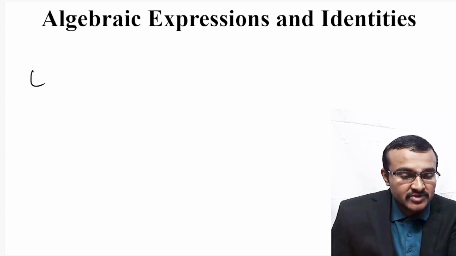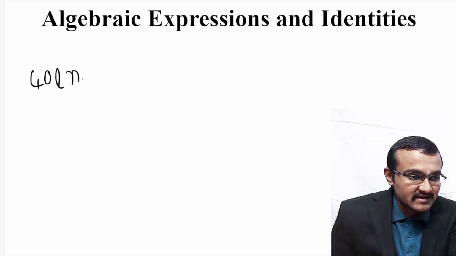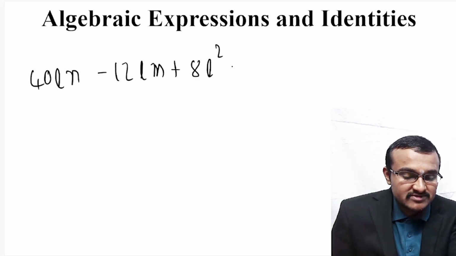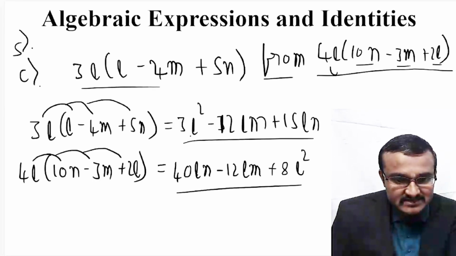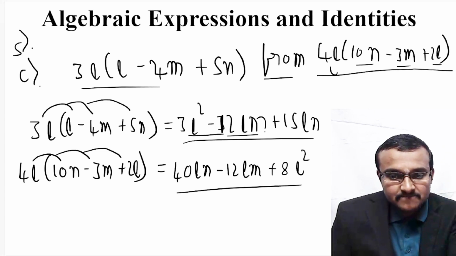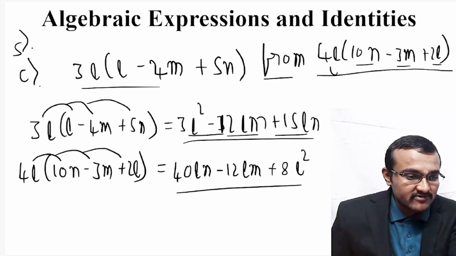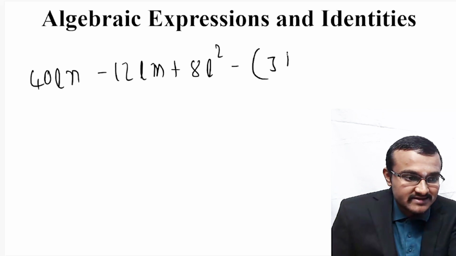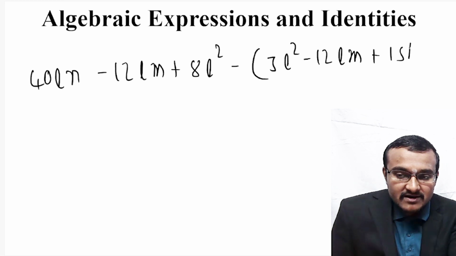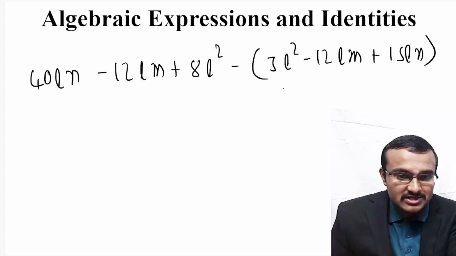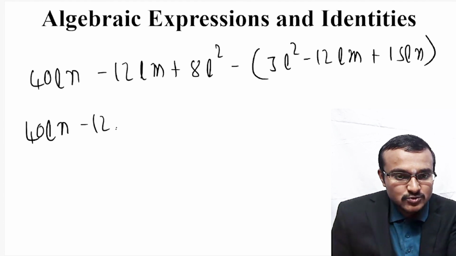Now we will subtract this. The second expression is 40 ln, whichever we have got here, minus 12 lm plus 8 l square. From this you should subtract the first expression, that is 3l square minus 12 lm plus 15 ln, which we will write here in the bracket. Now when you solve this expression, first you should remove the bracket. So it will be 40 ln minus 12 lm plus 8 l square.